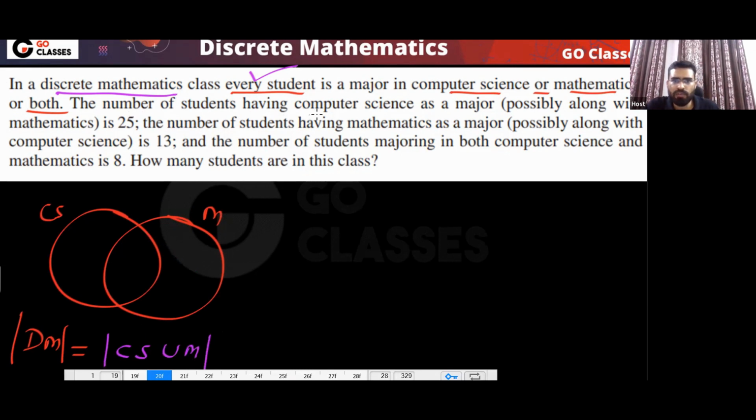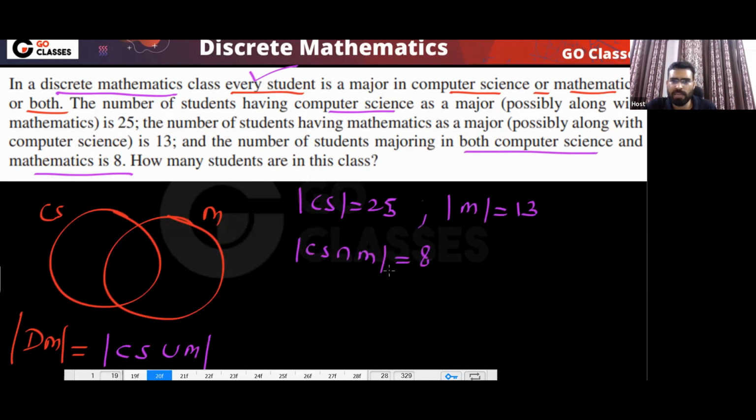Okay, the number of students having a computer science major is 25. The number of students who have a mathematics major is 13. And the number of students majoring in both computer science and mathematics will be 8.